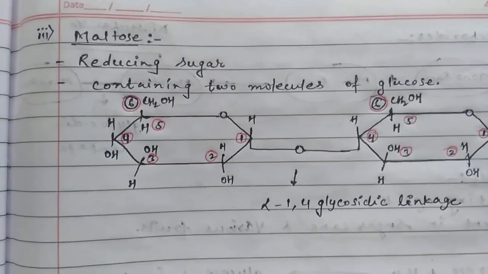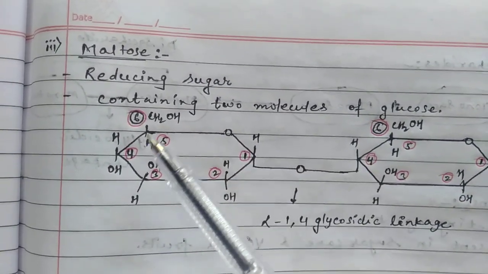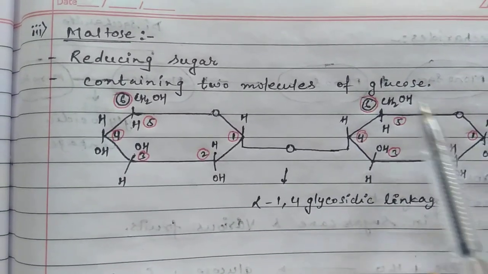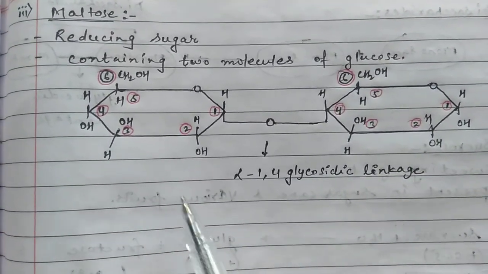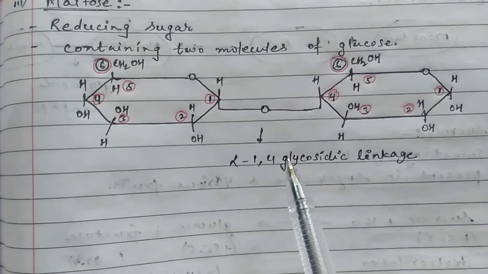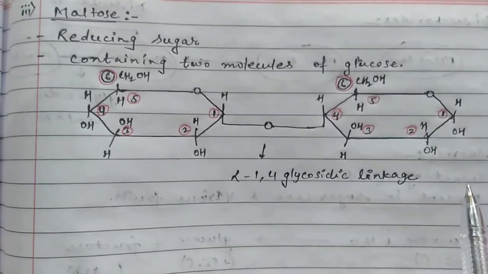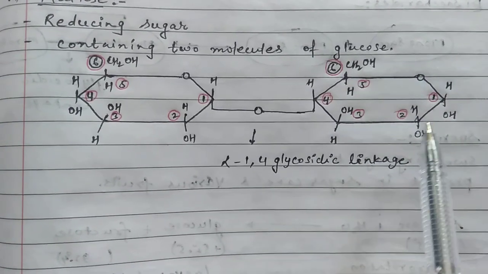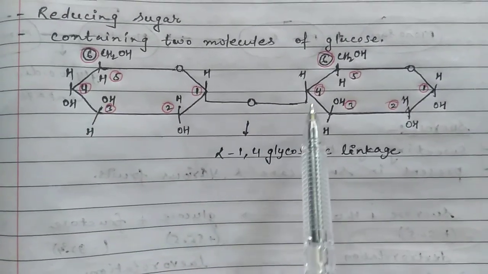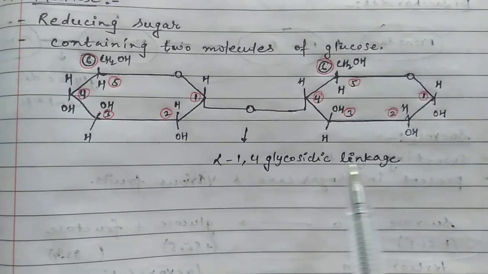Then, students, we will discuss maltose. This is the third and last one, maltose. Maltose is a reducing sugar, and whenever maltose breaks down during hydrolysis, it produces two molecules of glucose, because maltose has only two molecules of glucose. In this structure, the two glucose units are combined by an alpha 1,4 glycosidic linkage. Here you can see this is the structure of glucose. This is alpha glucose, and this one is also alpha glucose. So carbon number 1 is combined with carbon number 4. So this bond is the alpha 1,4 glycosidic linkage.